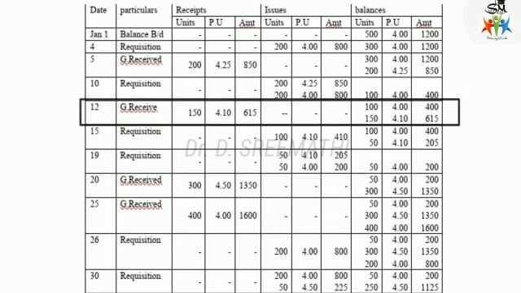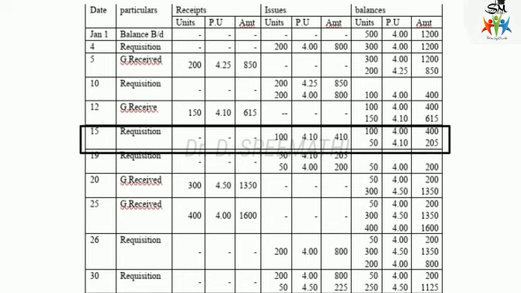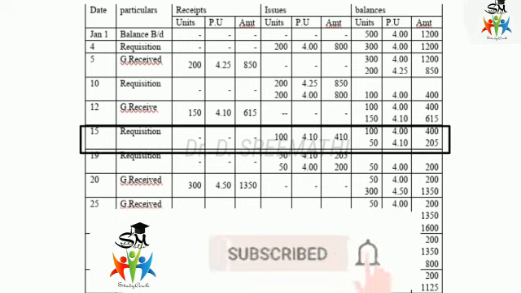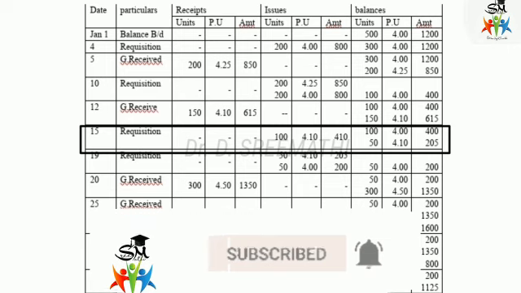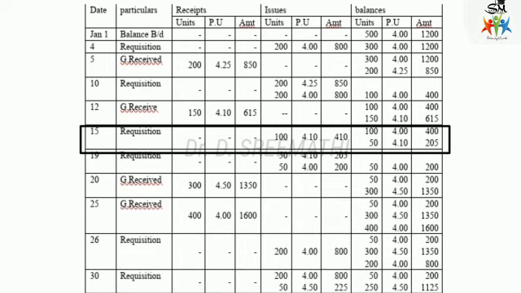And then goods received are 150 units, 4 rupees 10 paise. So 615. So balance here is 100 units, 4 rupees, and then 150 units, 615, and then 4 rupees 10 paise. On the requisition slip, 100 units. So here 100 units, out of 150 only we have to take that. So out of 150, 100 units we have to take, at the price of 4 rupees 10 paise.